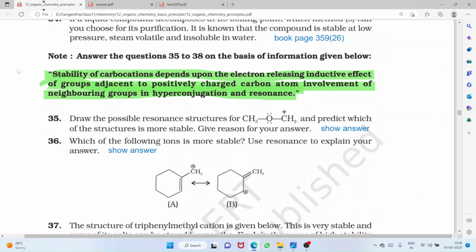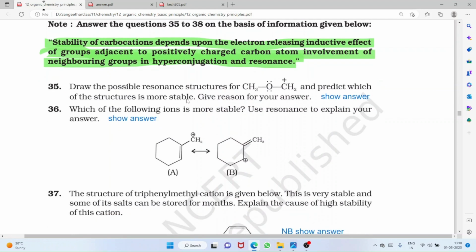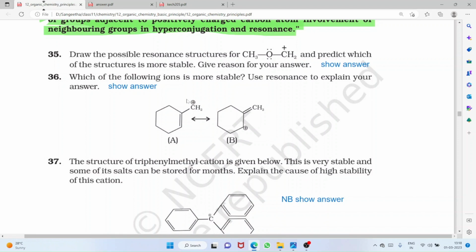Answer question 35 on the basis of the information given. Stability of the carbocations depends upon the electron releasing inductive effect of the group adjacent to the positively charged carbon atom, and involvement of the neighboring groups in hyperconjugation and resonance. Draw the possible resonance structures for this compound and predict which of the structures are more stable. Give the reason.